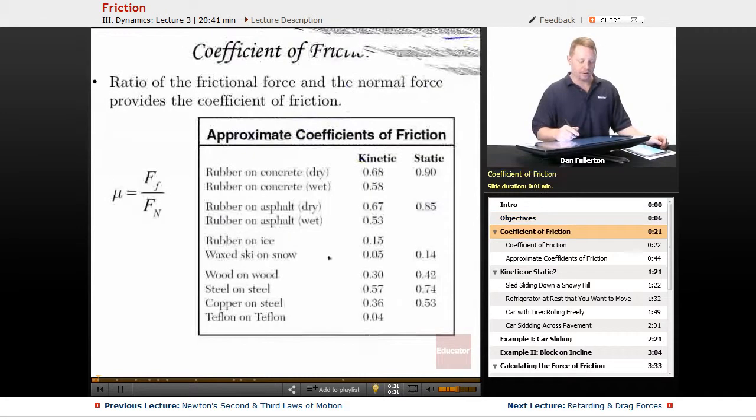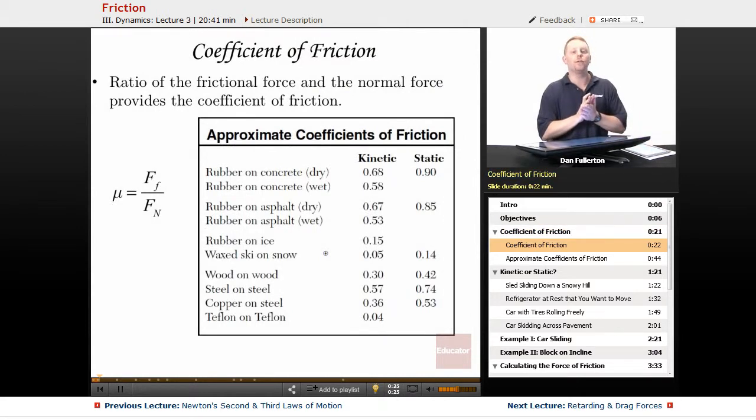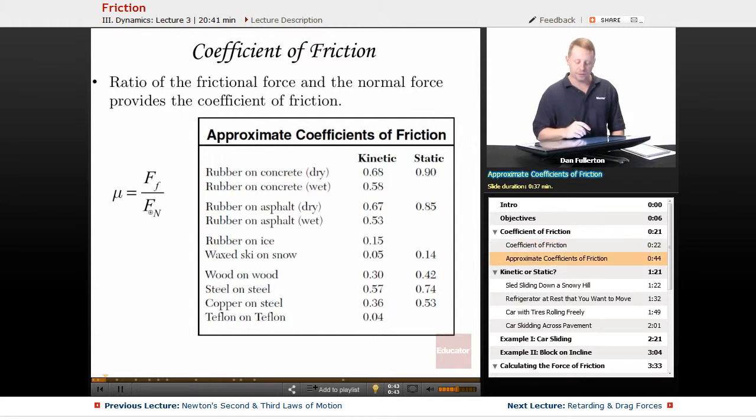So let's start off by talking about the coefficient of friction. The ratio of the frictional force to the normal force provides the coefficient of friction. Mu is the coefficient of friction. It's unitless, and it's the force of friction divided by the normal force. So friction is caused by the interaction of two objects, and this coefficient of friction depends on the nature of the surfaces. So here are some approximate coefficients of friction for different types of friction.